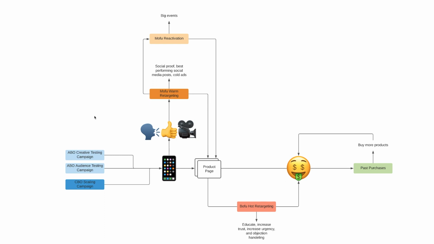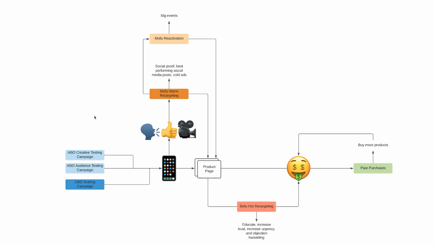What those 2 do is exactly what they say. We have a creative testing campaign and an audience testing campaign, and we set these up as ABO, ad set budget optimization. In our creative testing campaign, we have about 3 to 4 proven audiences, and each will be in its own ad set. We like to run these around $10 per day.